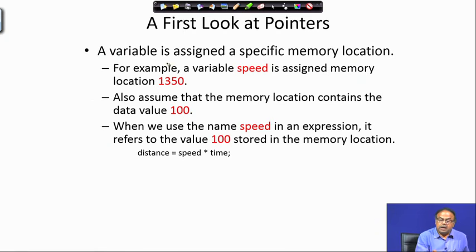Given this, let us now read this. A variable is assigned a specific memory location, we know that. For example, a variable speed is assigned memory location 1350, and assume that the memory location contains the data value 100. So, when we use the name speed in an expression, it refers to the value 100. For example, when we write distance = speed * time, it will take this speed from location 1350. Okay.